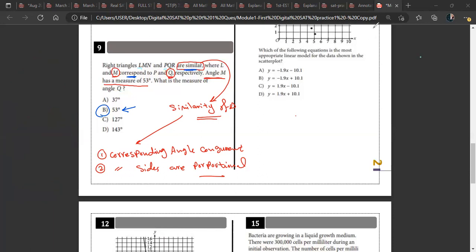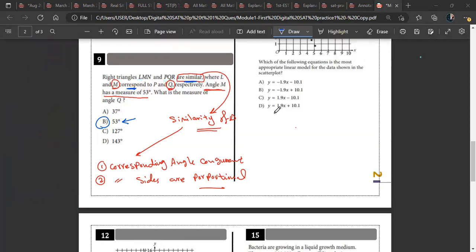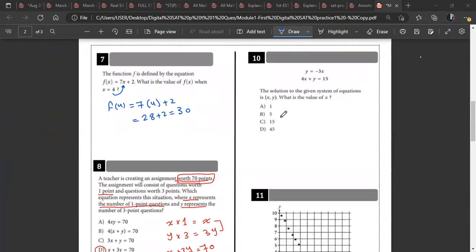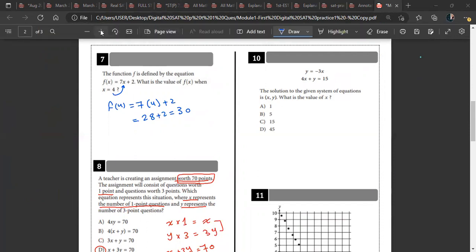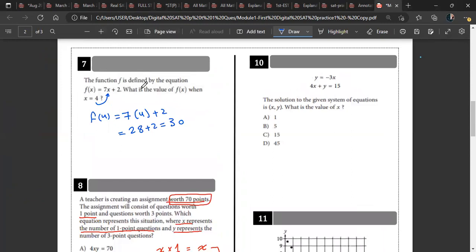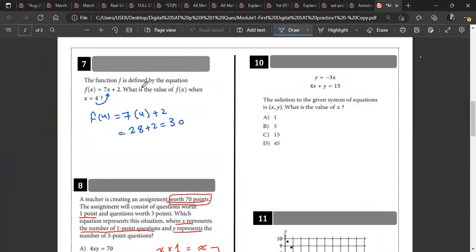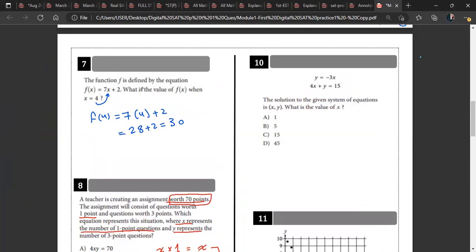Okay, let's complete. Here in question number 10, this kind of question, he asks you the solution to the given system of equations is x and y. What is the value of x? This question, guys, you can solve it using the calculator. It's so easy. Okay, using mode 5.1. Clear? But first arrange the given equation, because the first one, y equals negative 3x, is not arranged or not in order.